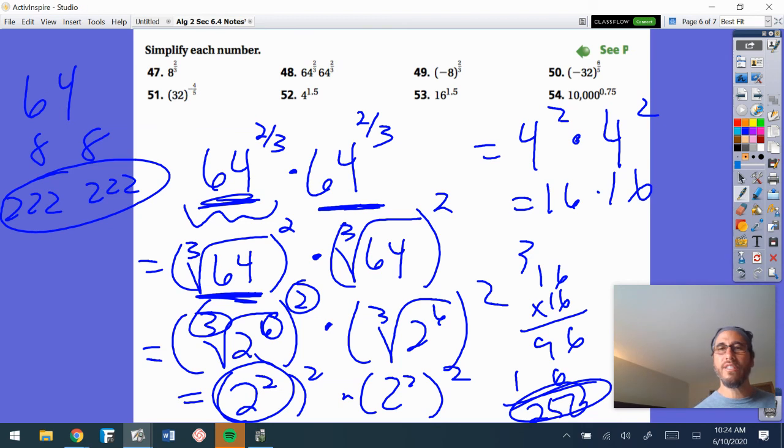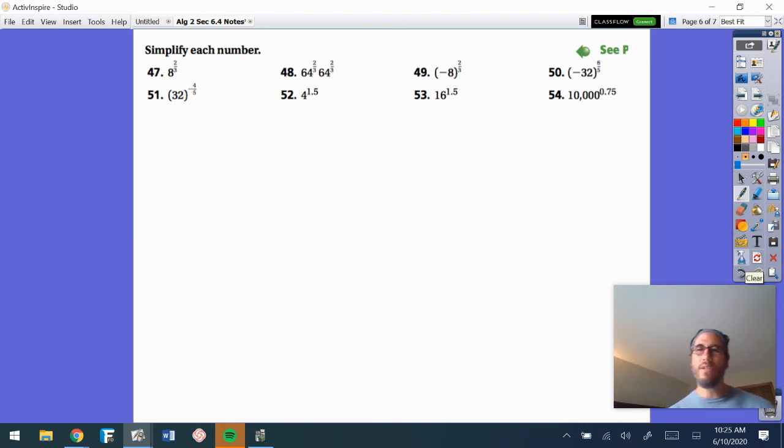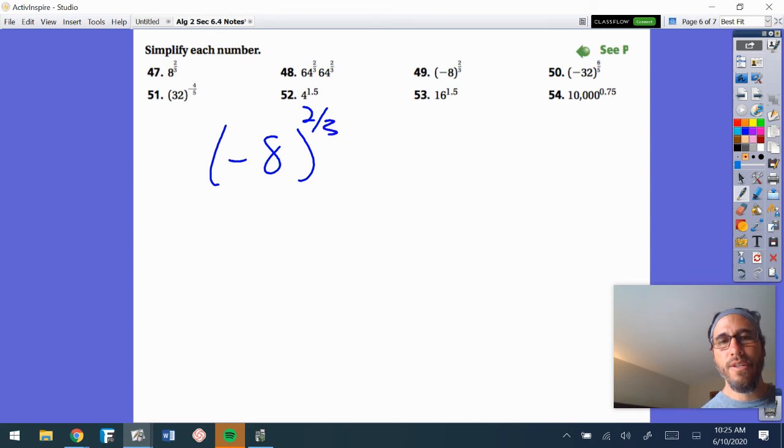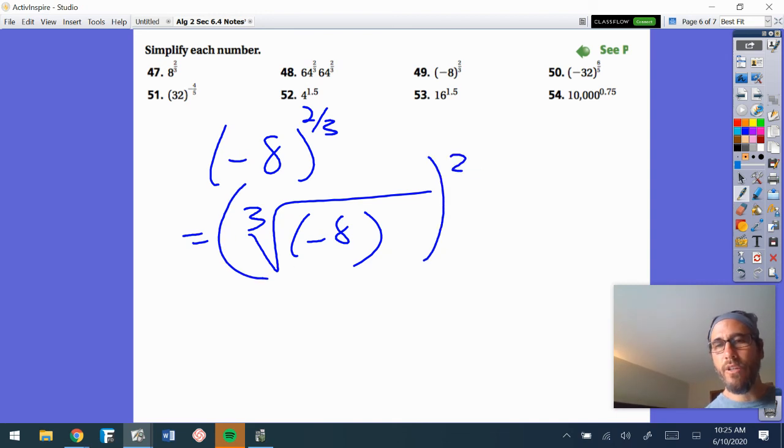Let's see what else looks like a little rough one. Oh, okay. We've got some negatives coming out here. So let's go ahead and do 49, 50, and 51, okay? Because we have negative 8 to the 2/3. What do we do there? We rewrite it like a radical. We got 3 there, we got a negative 8 on the inside, and then we're going to square it.